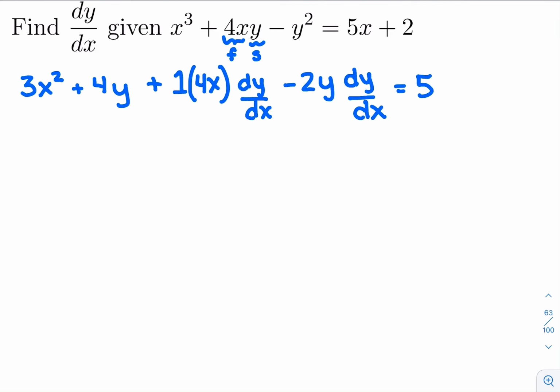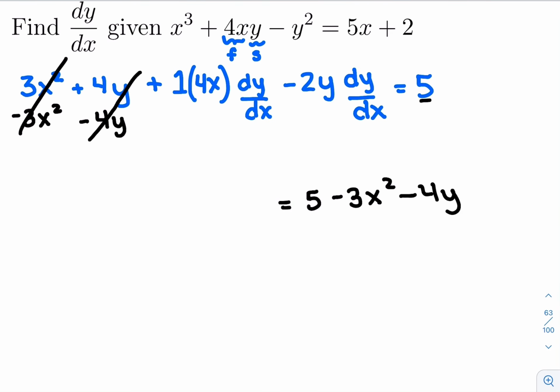It doesn't matter though. If I want to keep dy/dx on the left, and I'm looking at this first term, that tells me I have to move it. It doesn't have a dy/dx, so I'm going to subtract the 3x squared over. That 5 is going to stay on the right, because it doesn't have a dy/dx, and I'm subtracting the 3x squared to go over with it. The next term also does not have a dy/dx, so I'm going to subtract it over to the other side. So minus 4y. And then these two terms have a dy/dx, so I'm going to keep them.